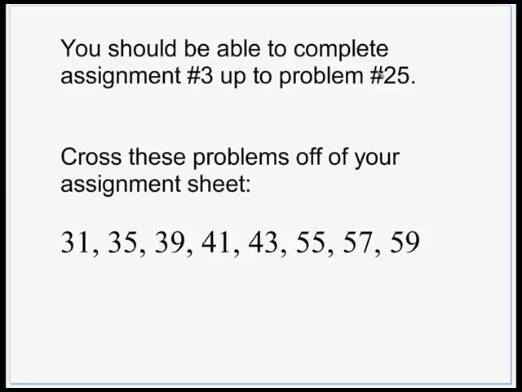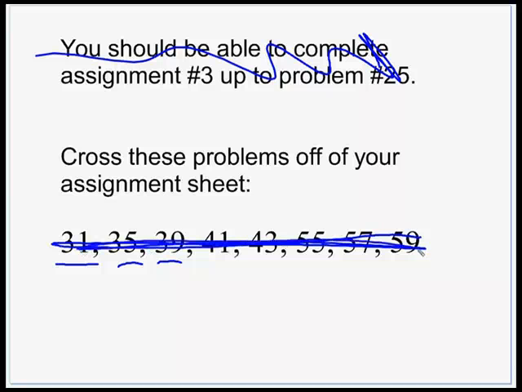So you should be able to do all the homework up through problem 25 on your assignment sheet. You see these problem numbers, 31, 35, and so on. Cross those off. Those are the problems that deal with the formal definition of a limit. Again, I was advised not to teach the formal definition of a limit. I used to spend a couple days on that formal definition. Much better spending those days on other parts of calculus that will get you more ready for the AP exam. So cross off all these numbers on your assignment sheet.